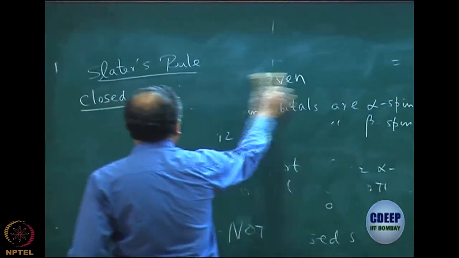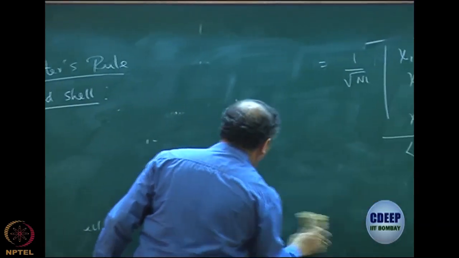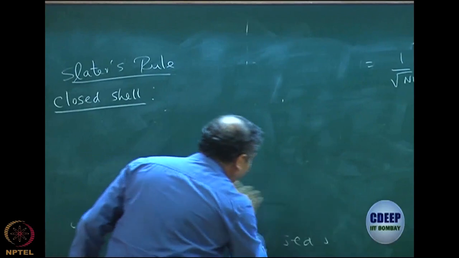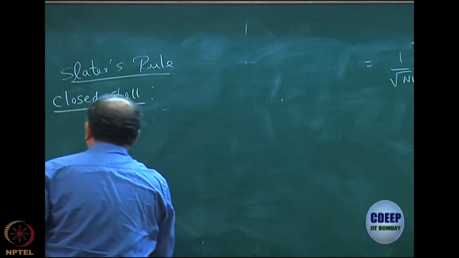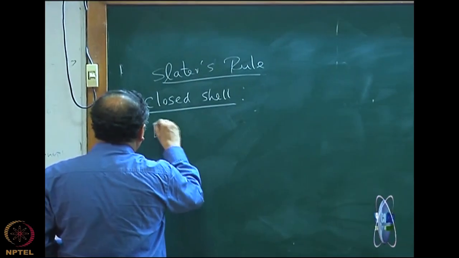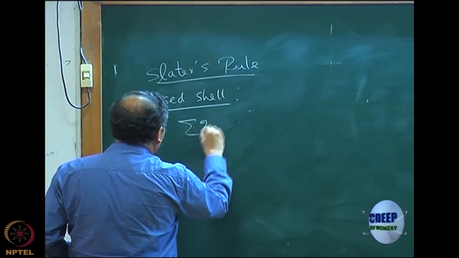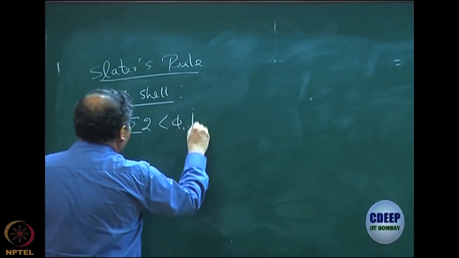So for the closed shell, I can now write the final expression and give them a name. So the energy becomes sum over 2 phi I h phi I. This is very easy to see.